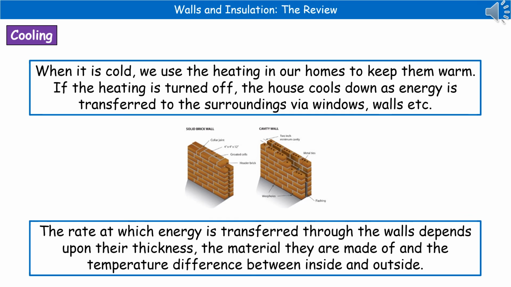Now, we've got 2 types of wall that we find in houses in the UK. You either have a solid brick wall, which tend to be in the much older houses, or a cavity wall, which means there's a gap between the 2 walls of brick, which is usually filled with an insulating material. And the rate at which the energy is transferred through the walls will depend upon their thickness, the material they're made of, and the temperature difference between the inside and the outside.